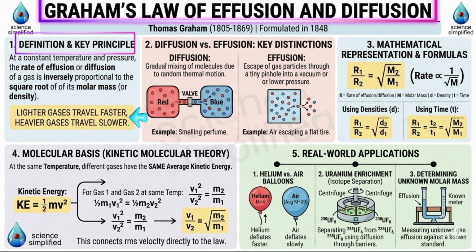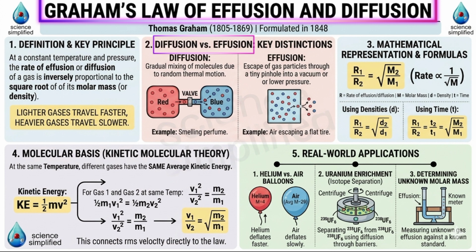What does this mean in plain terms? It means that lighter gases travel faster and heavier gases travel slower. This fundamental principle applies universally to all gases and forms the basis for understanding gas behavior in both chemistry and physics. Section 2. Diffusion versus effusion, key distinctions.